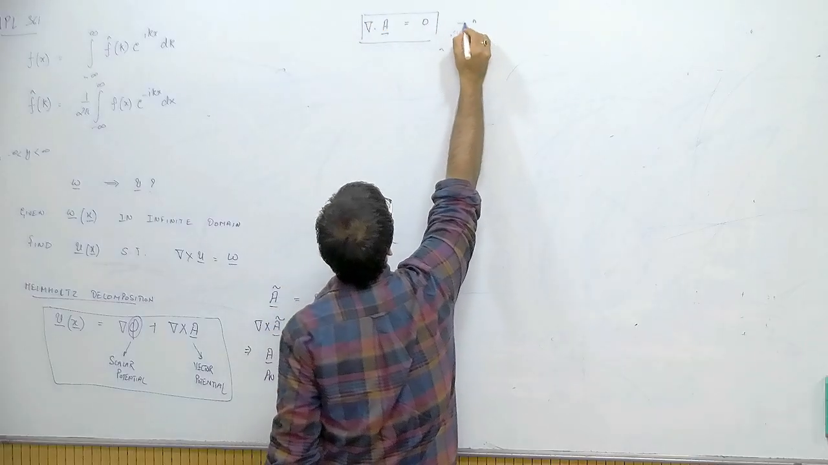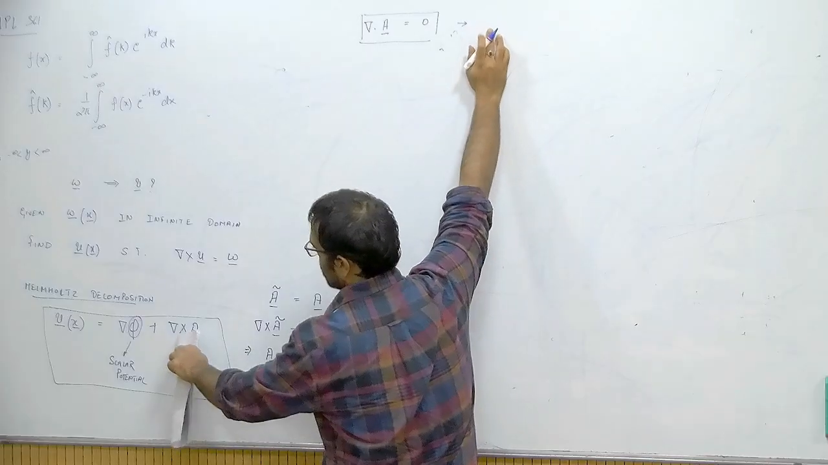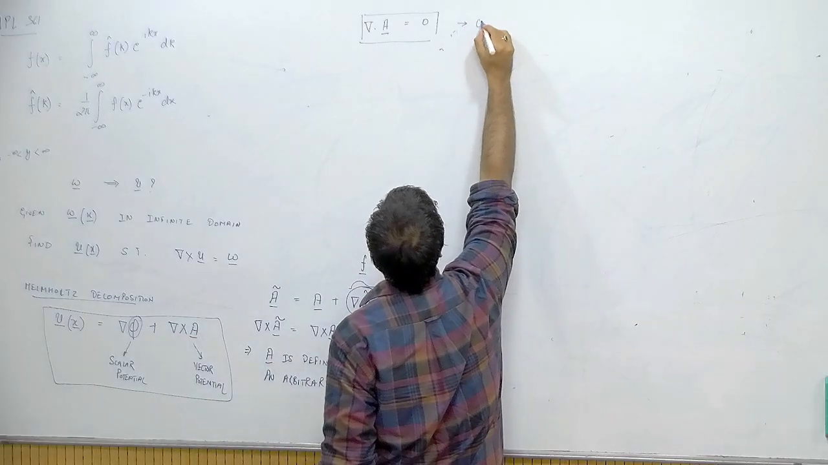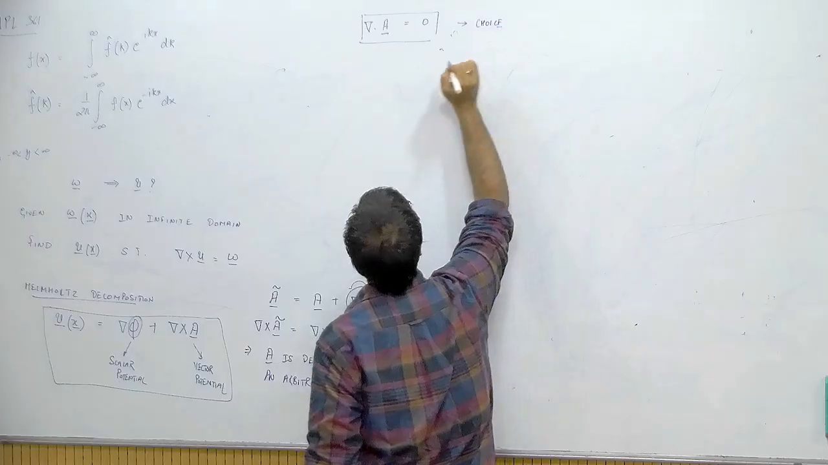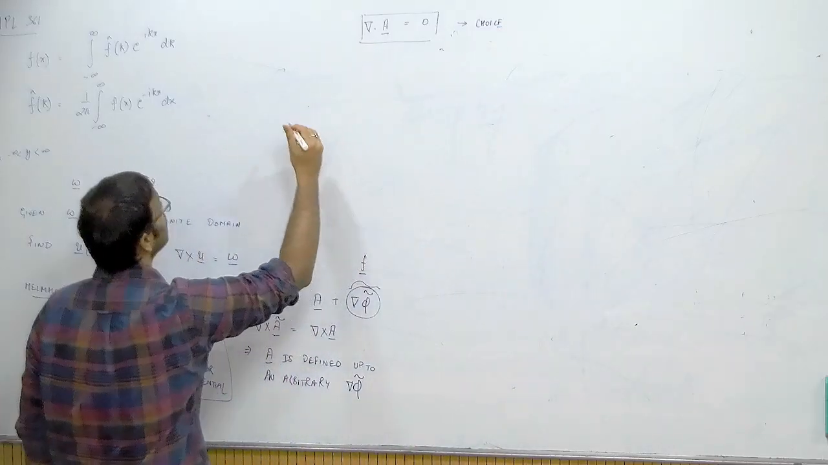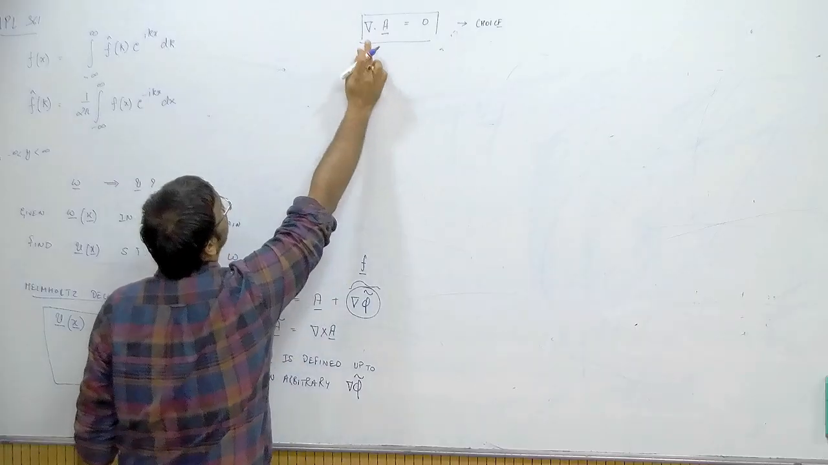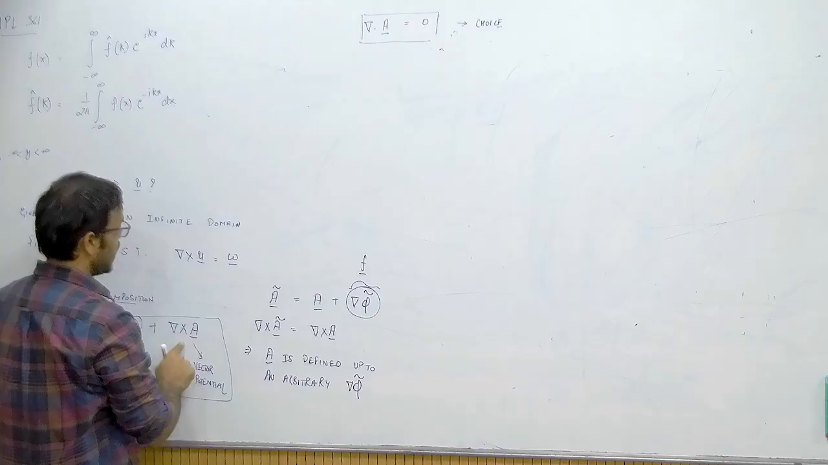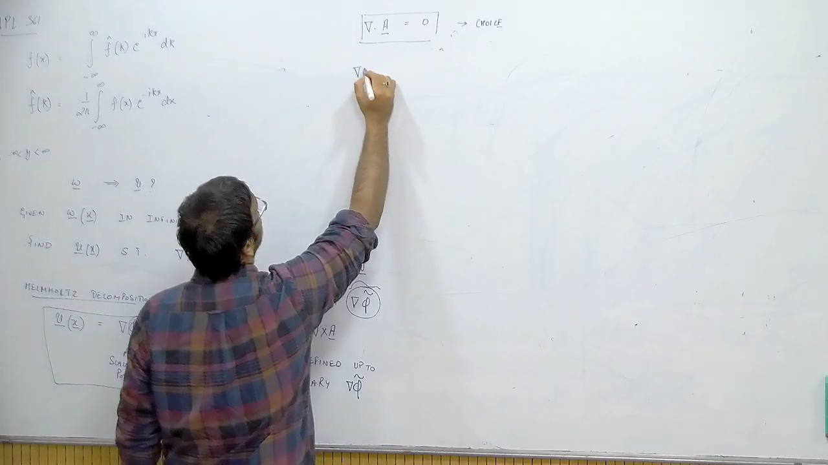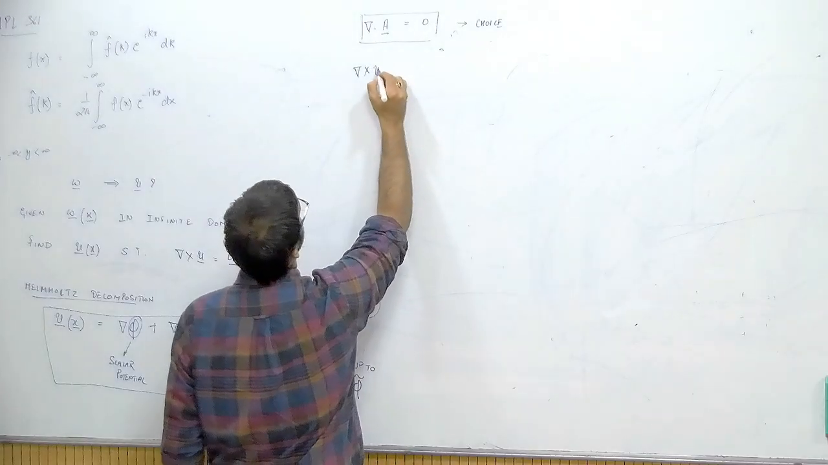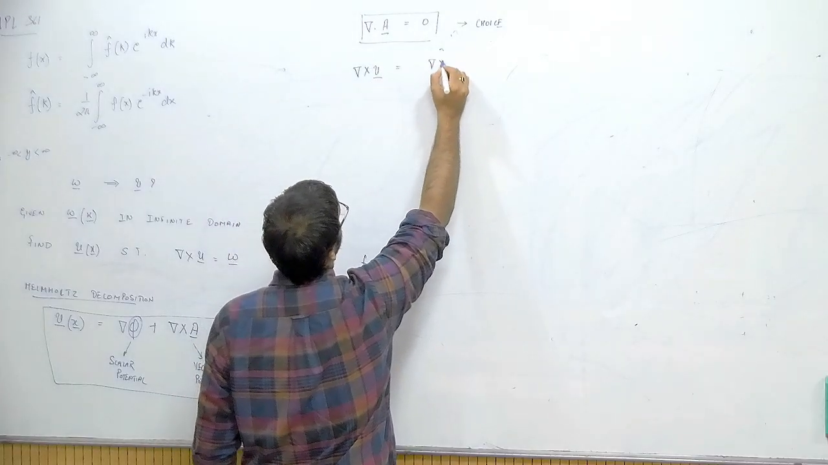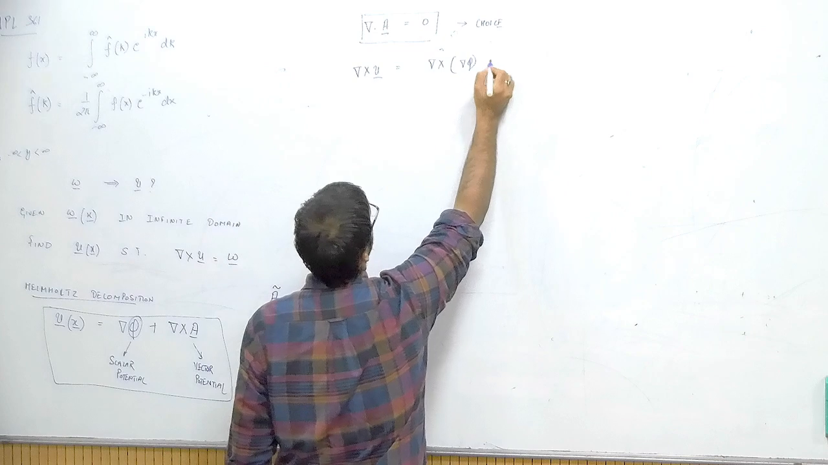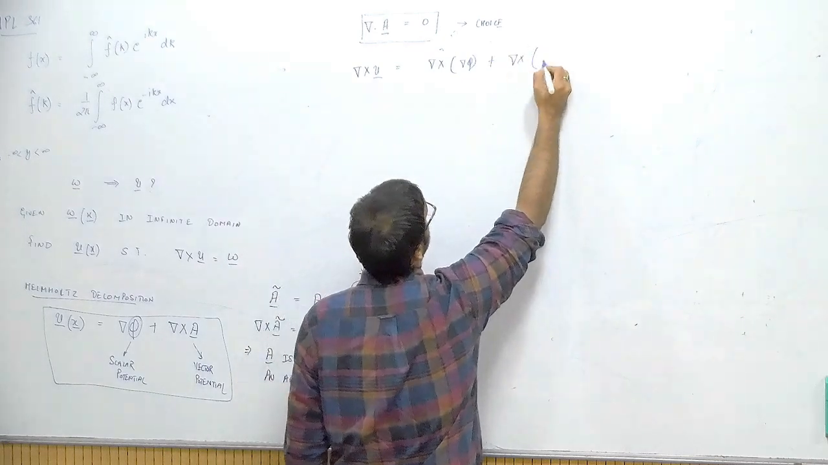Okay. I am going to choose an A such that del dot A is going to be 0. This is my choice. The moment I make this choice, look what happens. So, the moment I make this choice, let us take a cross product of this equation. You have del cross u, so then we have del cross grad phi plus del cross A.